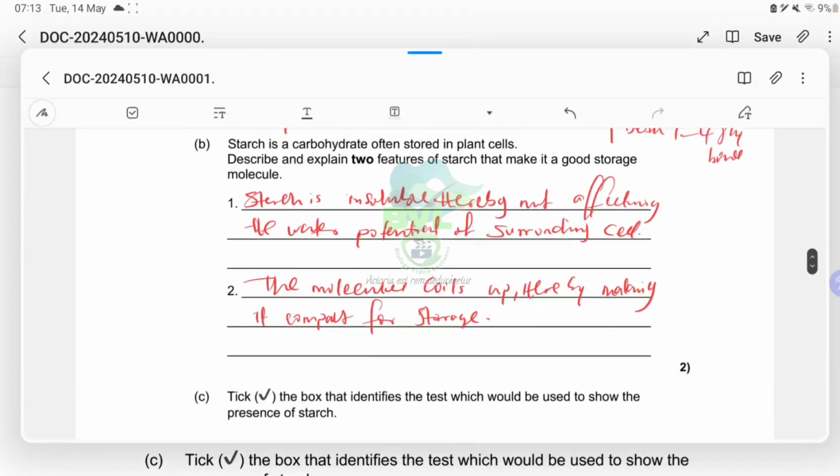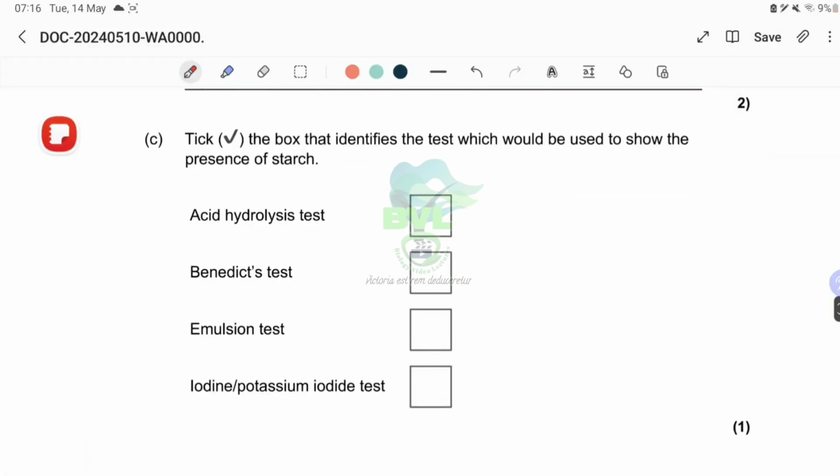And here is an answer. Starch is insoluble, thereby not affecting the water potential of the surrounding cells, because if water potential is affected, it's going to draw out water by osmosis from surrounding cells. So it doesn't affect the surrounding cells because it does not affect water potential. So that's why it's good to be stored. The next thing is that the molecules coil up, thereby making it compact for storage, so it can stay in a small space.